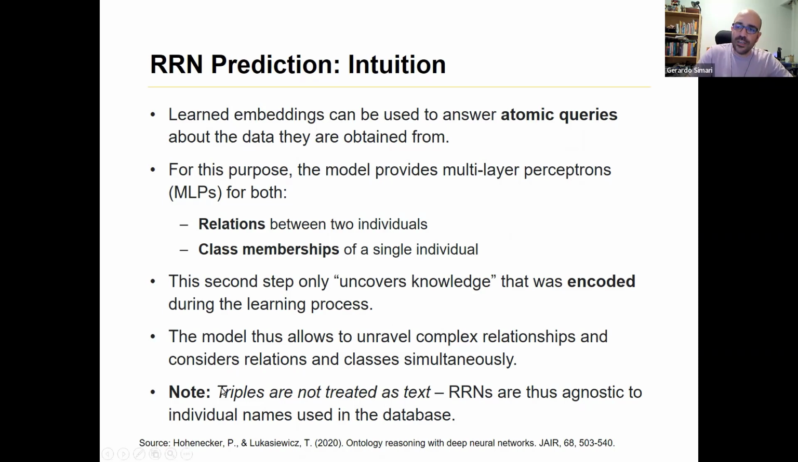One of the clarifications that the authors make explicitly in the paper is that triples are not treated as text. It's not like you're learning from a textual description of the database. So RRNs are agnostic to the individual names. They're trying to learn the relationships that the individuals have among each other in the database, and how to encode the possible inferences that you can make, but it's not important what they're called.